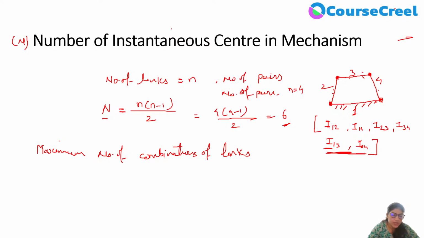Now, we have discussed the number of instantaneous centers. So here we have already calculated the number of instantaneous centers; I gave a formula for it. Hope everything is clear. Now here we have already defined 6 instantaneous centers. So 6 instantaneous centers we can define in terms of all the possible combinations of pairs of two links: 1 2, 1 4, 2 3, 3 4, 1 3 and 2 4.